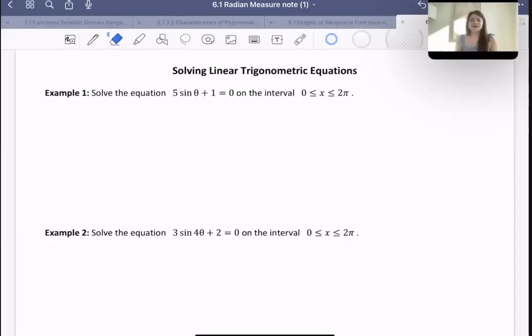Hello, everyone. Welcome back. Today, I am going to be talking about solving linear trigonometric equations. So let's get into it.